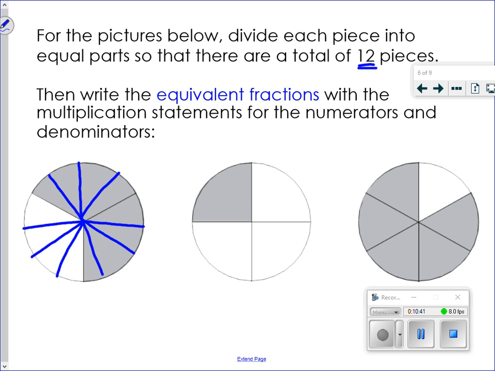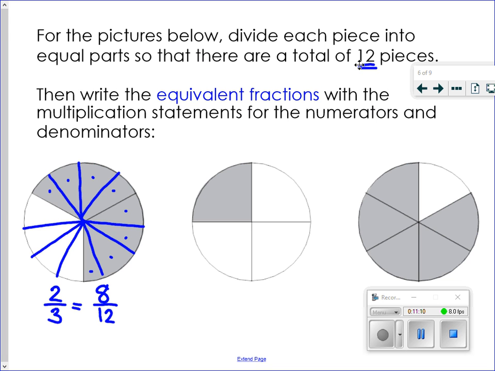Okay, now I have 12 sections. Okay, what did I have shaded at first? How many of those 3 equal parts were shaded? 2 of those 3 parts were shaded. Okay, now that I've redivided my pie into 12 equal parts, how many of those 12 are shaded? 1, 2, 3, 4, 5, 6, 7, 8. 8 of the 12 parts.